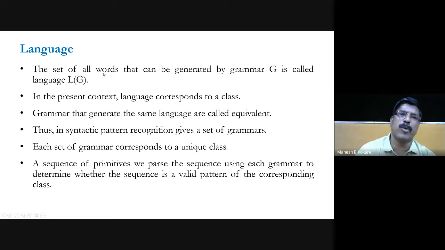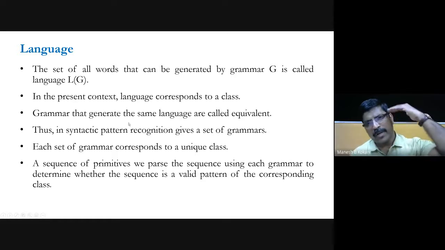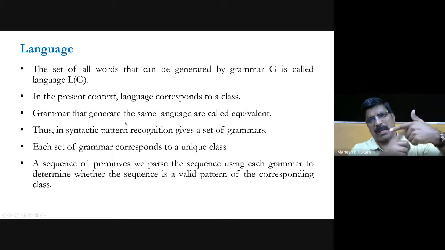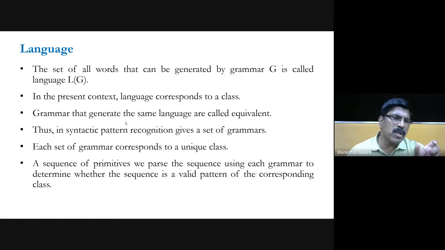So the set of all words that can be generated by grammar Z is called the language L of Z, of that class. For every class, the language will be different. In the present context, language corresponds to a class, and grammars that generate the same language are called equivalent. For example, we have 10 class problems. We have developed the language of the first class, so we'll consider L1 as the language of the first class, then L2 as the language of the second class, and L10 as the language of the 10th class.